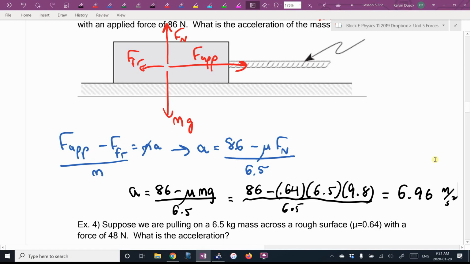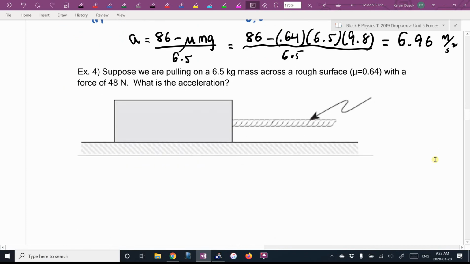Now we're building. So if you tell me how sticky the floor is and how heavy the object is and how hard I'm pulling, I can tell you what it's going to accelerate at. We can go even further than that. Suppose we're pulling a mass across a rough surface with a force of 48 newtons. What's the acceleration?